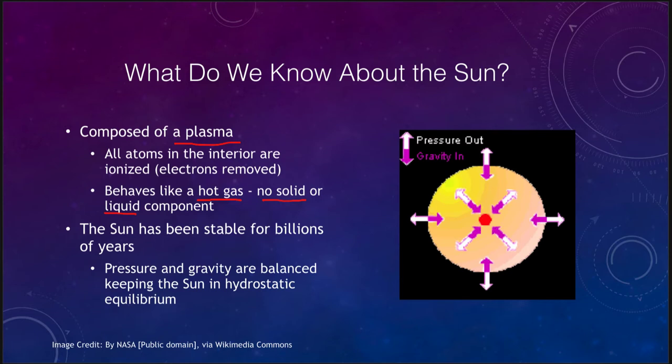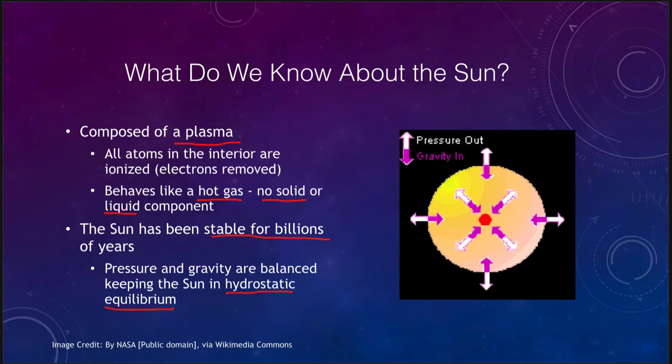We also know that the sun has been stable for billions of years, and that is using what we call hydrostatic equilibrium. It is in a complete set of balance. We know this because the temperatures on the sun could not have changed drastically. Otherwise, if it had gotten too hot or too cold, all life on Earth would have been wiped out. So we know that the sun must have had a relatively stable temperature over the last few billion years.